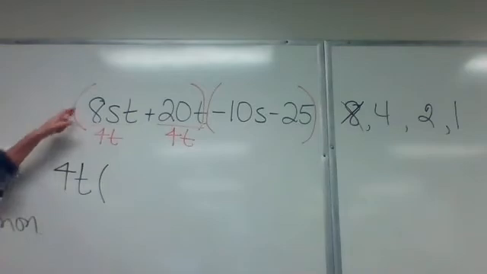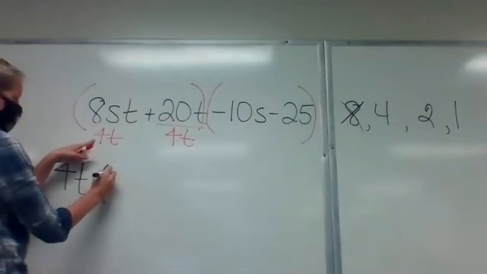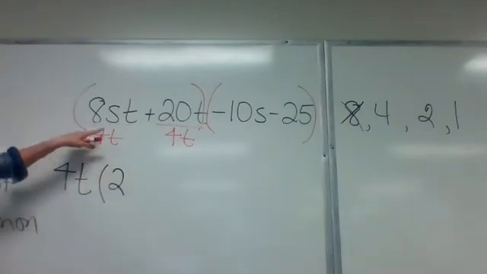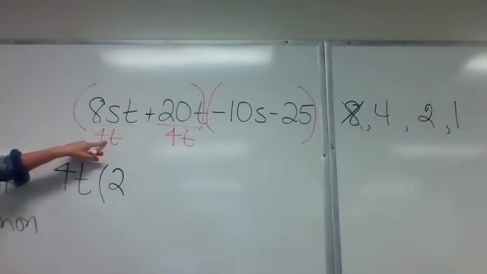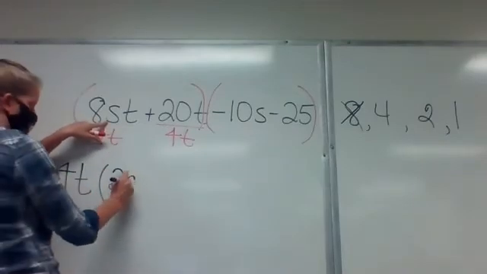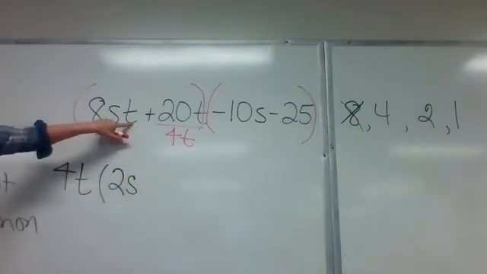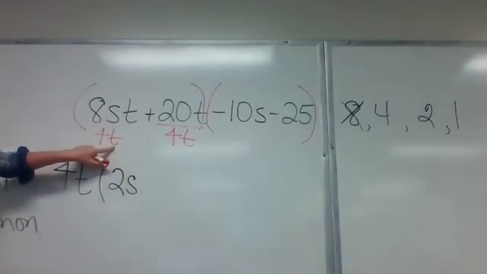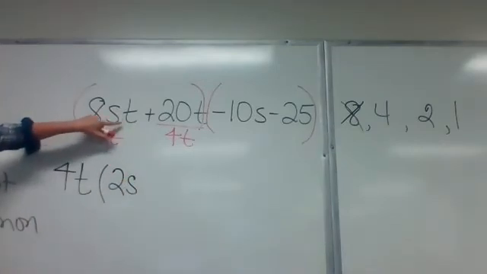So let's see what is left. 8 divided by 4 gives me 2. I don't have any S down here, so I'm not taking out any of the S's. I didn't bring out any S's, so I still have an S. I had a T, but I pulled it out, right? So the T's cancel.